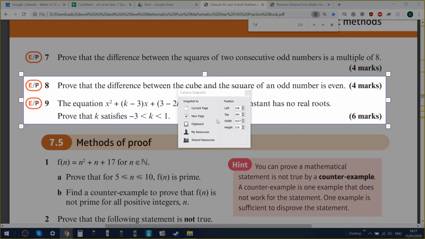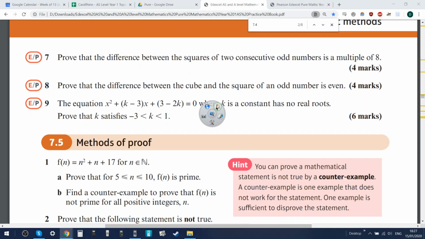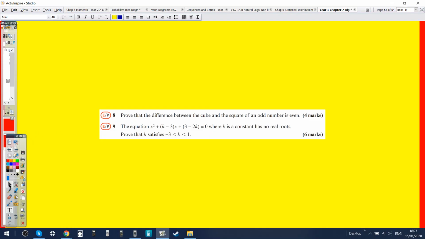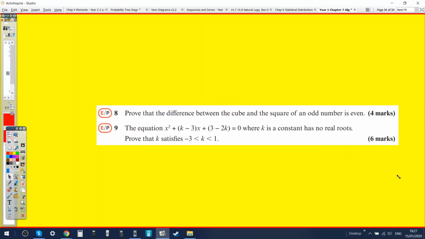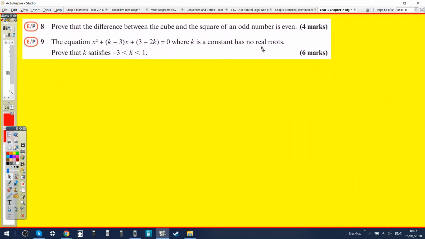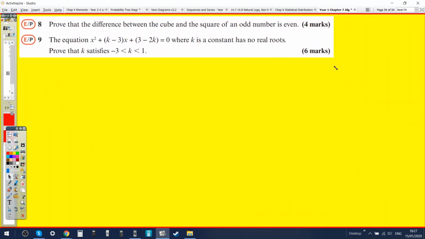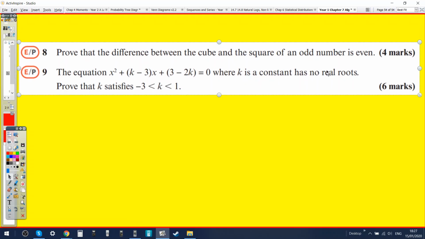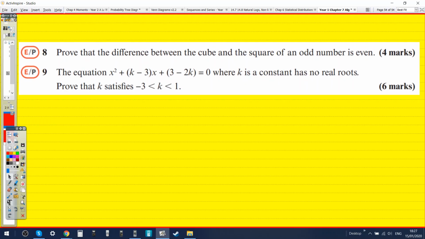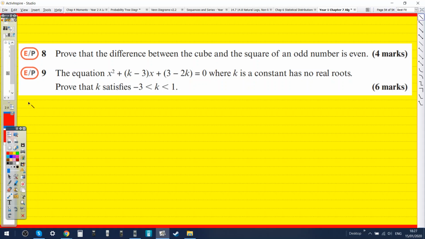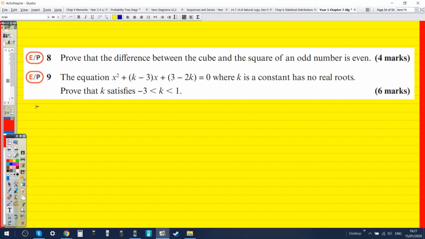Okay. Let us do question 8. How do we do this? Oh, I'm making a mistake again. So is it going to be 2n plus 1 cubed minus 2n plus 1 squared?